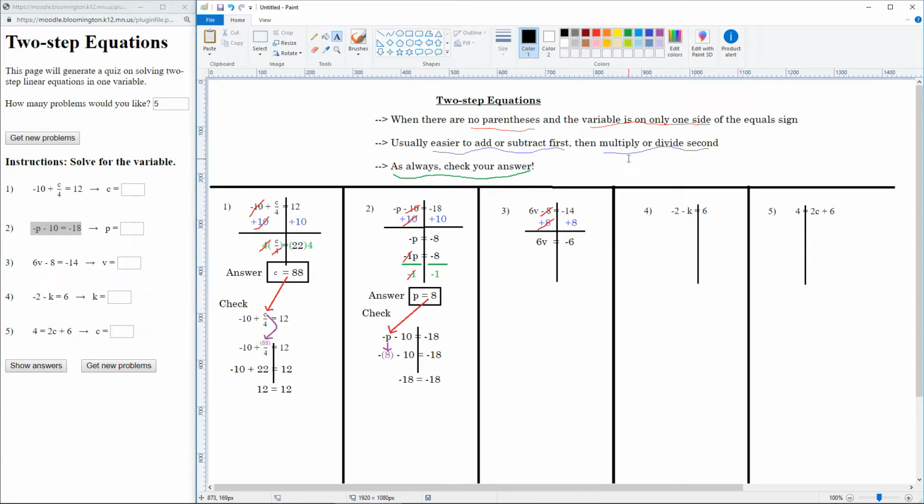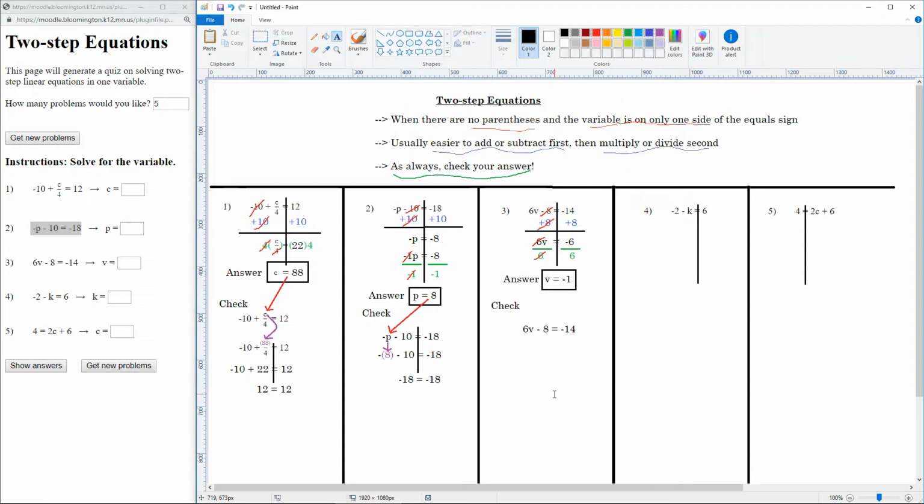That's 6 times v, so we'll cancel the multiplication using division, divide by 6. And the reason we divide by 6 is because when we have multiplication by 6 and division by 6, those cancel, leaving us with v on the left and negative 6 divided by 6. So we get our answer that v is negative 1, and now just to check this.